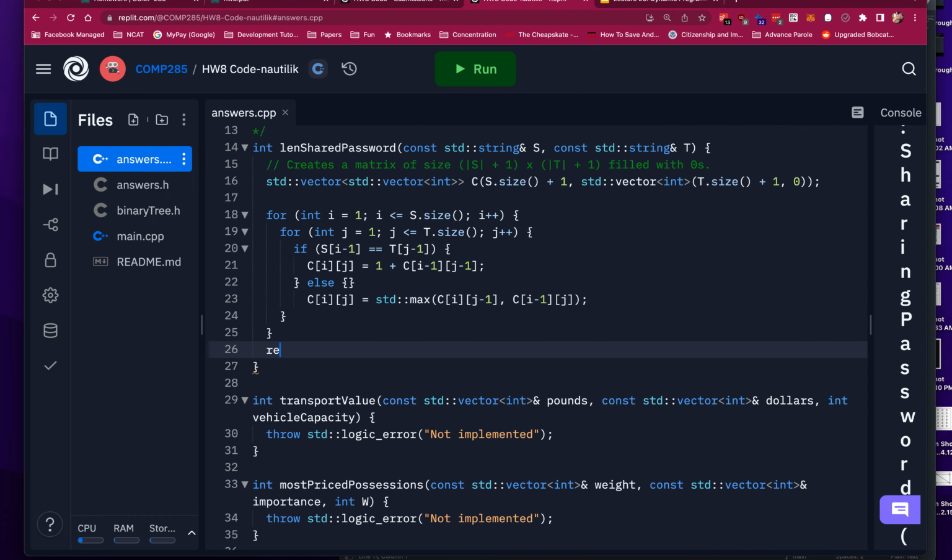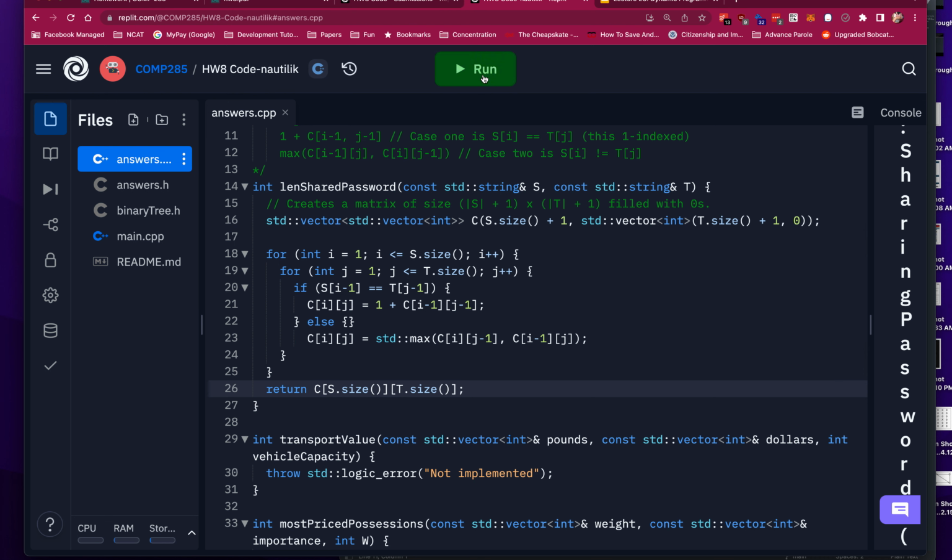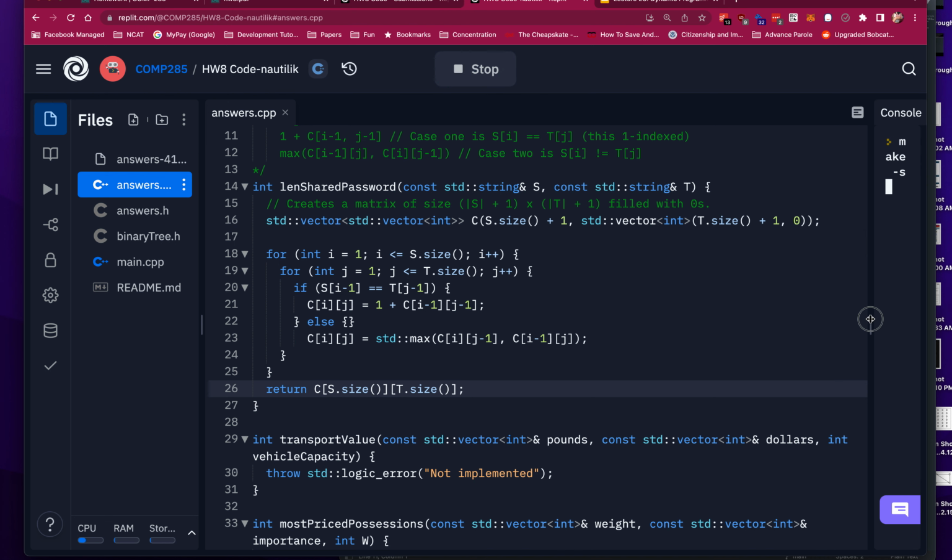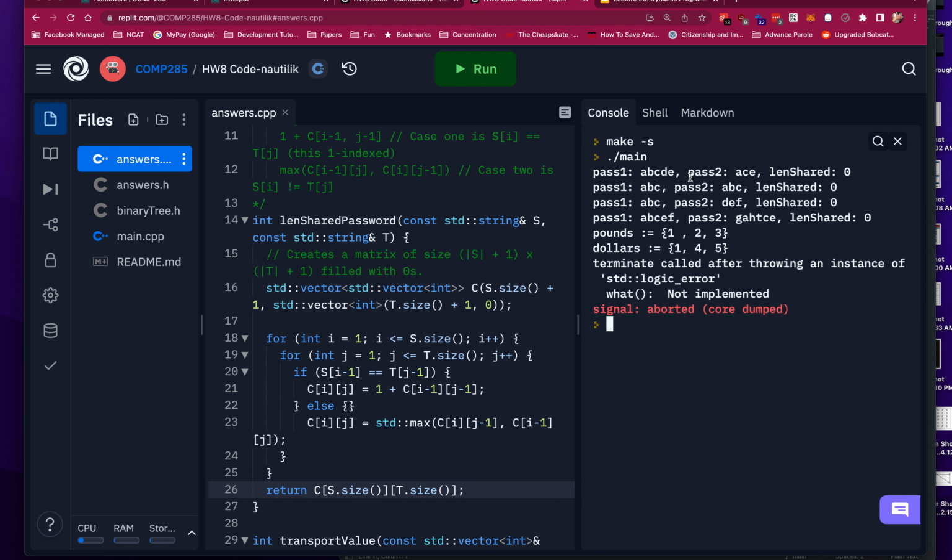And then at the end, we return c[s.size][t.size], right? Again, C is, in a way, one indexed, but it's basically one bigger. And then you can actually run this code, and you'll see it works perfectly. It's not working perfectly fine. I'm actually getting 0, 0, 0 for all of these, which is not the correct answer.